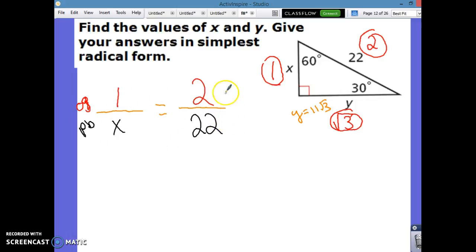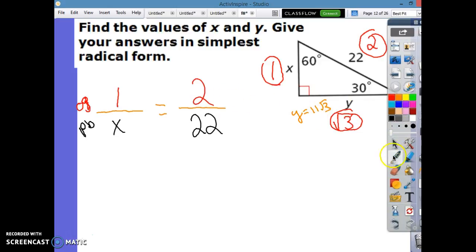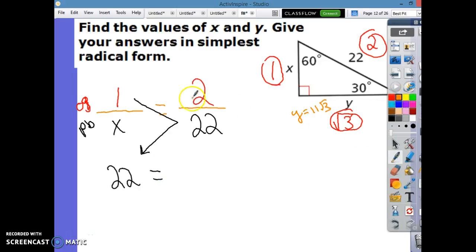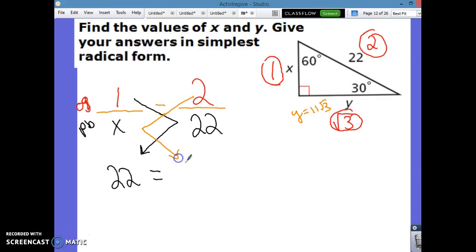Great job. Now, you'll notice she did not use the square root of 3 over y, because you cannot solve an equation with 2 variables at the same time. It will not work. So let's cross multiply. We have 1 times 22, which is just 22. We have the lovely 2 times x, which is good old 2x. In order to get x by itself, we would need to divide by 2 on both sides, and we would get x equals 11.